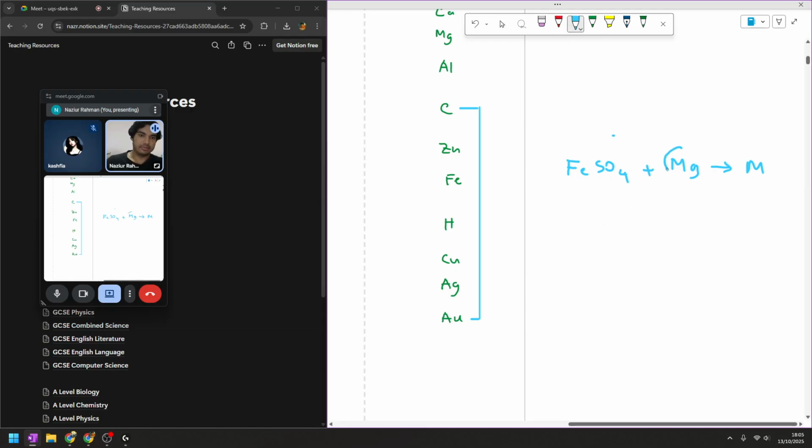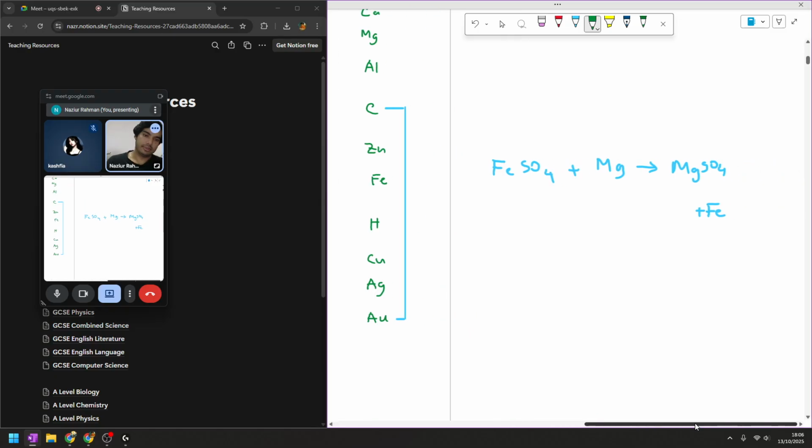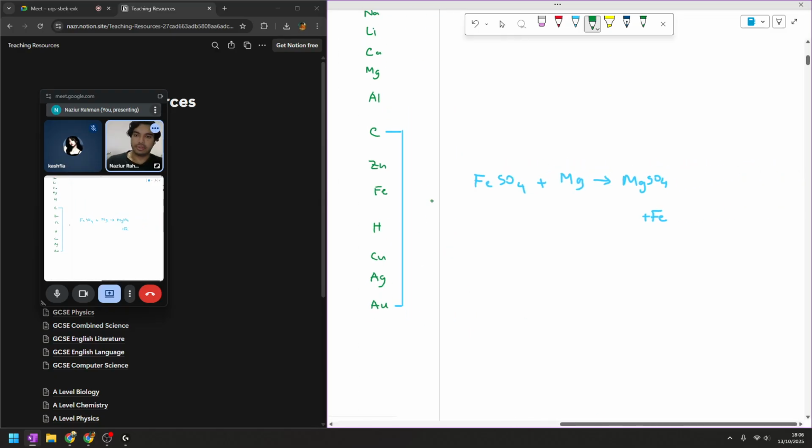So the magnesium would be able to take the sulfate away. And so you get magnesium sulfate, and you get iron. So if you want to extract iron, we can do it this way. We can just react with something more reactive than itself, right? Because something more reactive than iron will be able to displace the iron, and you get the iron from its compound, and you get the pure iron created. So for this purpose, we would use carbon.